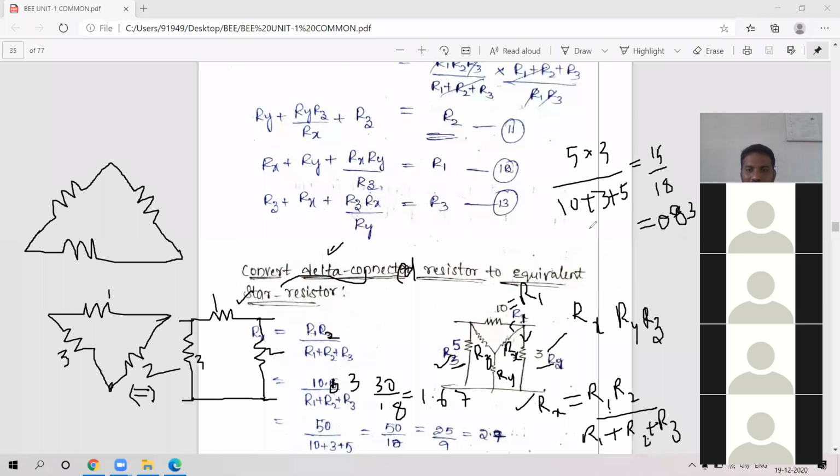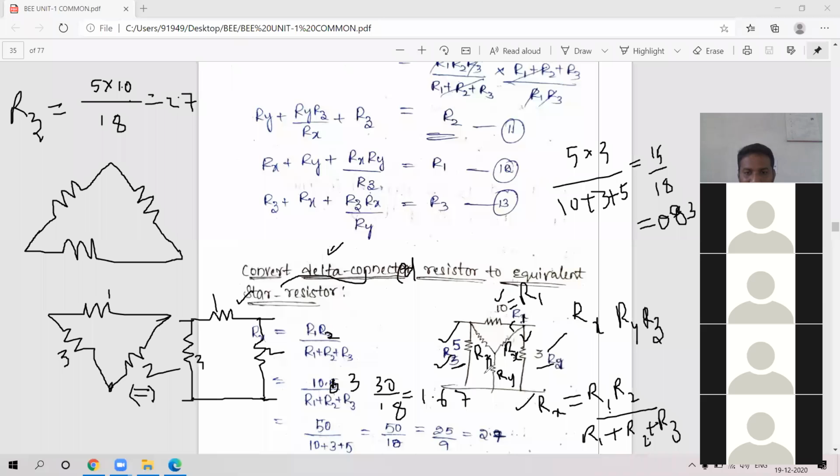Now you will find Rz. For Rz, what are the resistors connected? 5 and 10 are connected. So 5 into 10 by the denominator, which for all cases is 18, that is 10 plus 3 plus 5. So 50 by 18, which is nothing but 2.7. Okay, we got it here.